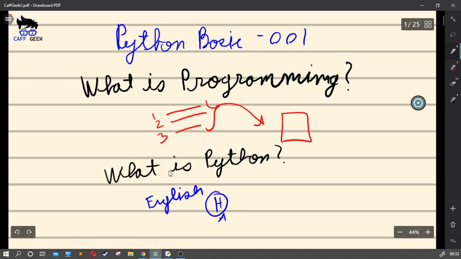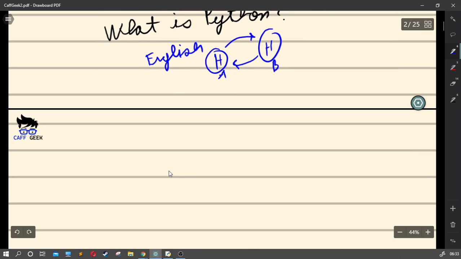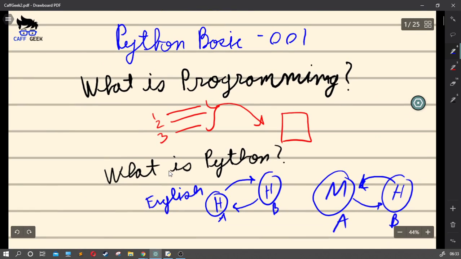Suppose we have a human A, we have a human B. If they would like to communicate with each other, we use English. Similarly, if you would like to communicate between a machine A and a human B, we use Python to do that. We give certain instructions to the machine and we get feedback altogether. For that, we use Python.